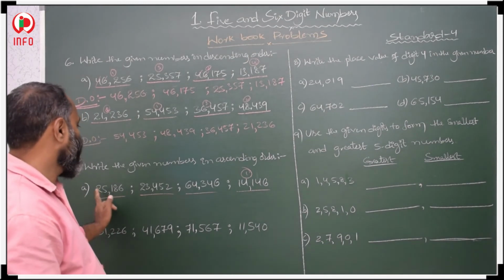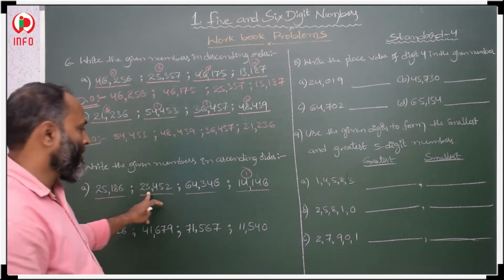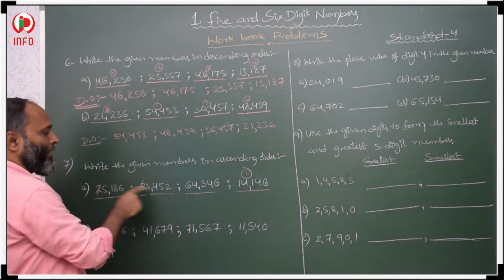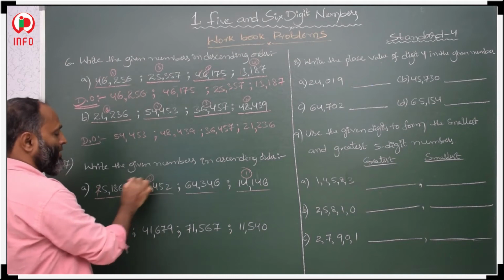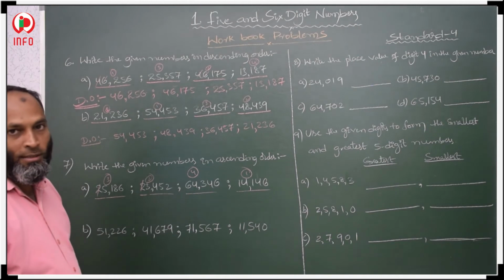Then 2, 2. In this we have 2, 2. So in this, first we have to decide which one is the smaller. Here 2, 2 is there. 5 and 3. Between 5 and 3, this is the smaller one. This is second place. This is third place. This is in fourth place.